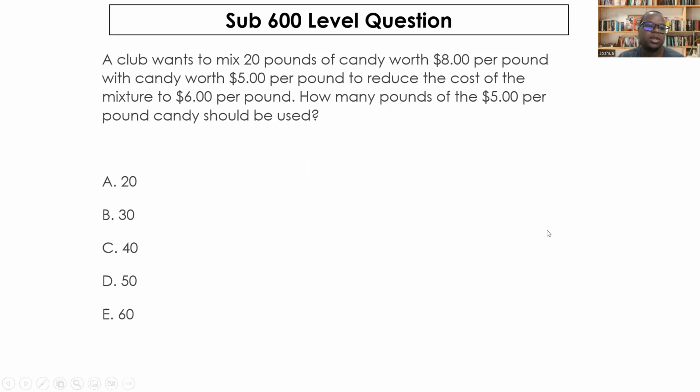So, a club wants to mix 20 pounds of candy worth $8 per pound with candy worth $5 per pound to reduce the cost of the mixture to $6 per pound. How many pounds of the $5 per pound candy should be used? You can pause this video, attempt the question, then resume and see how we can go about this question.